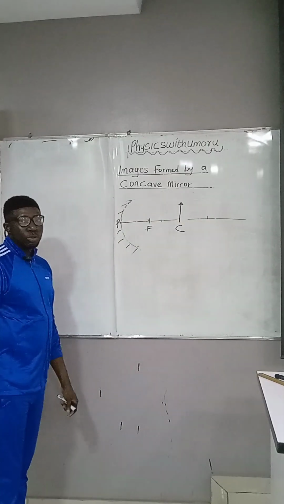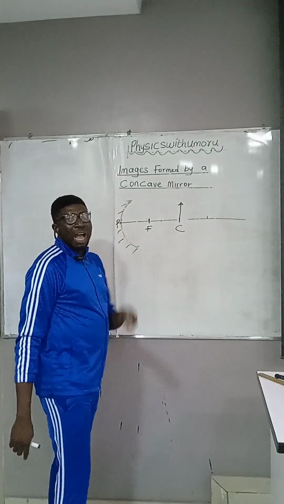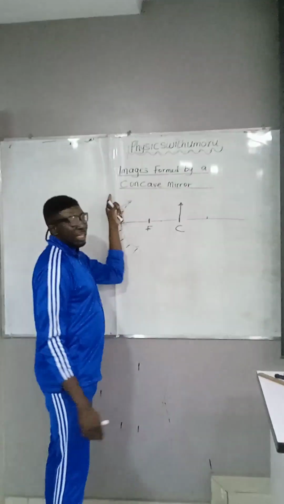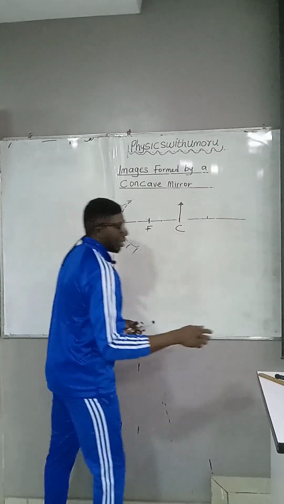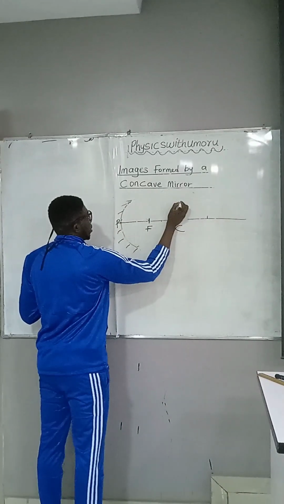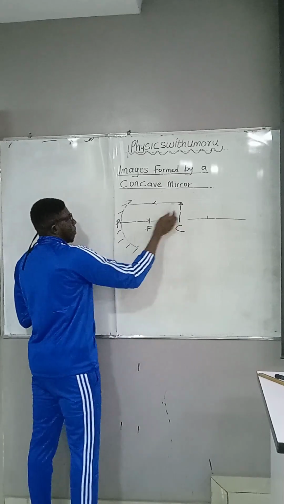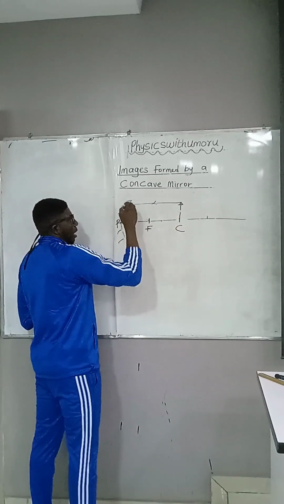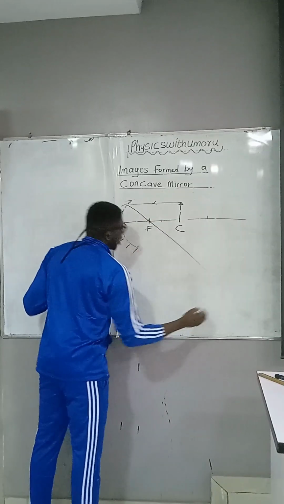So remember what I told you, that one of the rays must be parallel and the second ray must be diagonal. Now the parallel ray, if we are to draw, we can use this. This is the parallel ray. This parallel ray, when returning back, will pass through the principal focus.